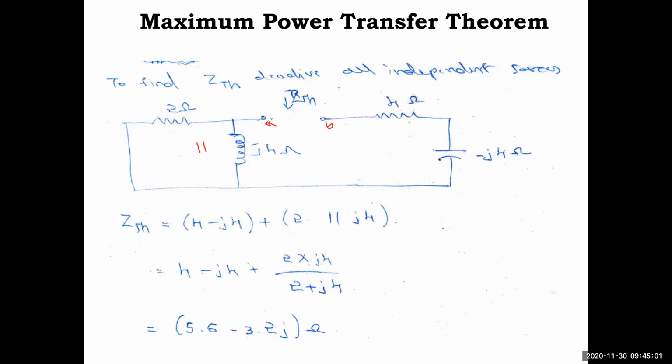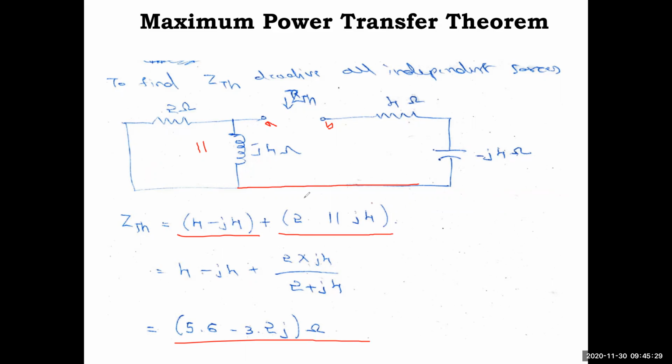Now with respect to A, we need to find the resistance AB. On this side, 2 ohm and j4 are in parallel, and this parallel connection is in series with 4 minus j4. That is why it is written like this: 4 minus j4 plus 2 parallel with j4. So 2 into j4 by 2 plus j4 calculated. Use the calculator, it will come 5.6 minus 3.2j ohm. j you write in the notebook.